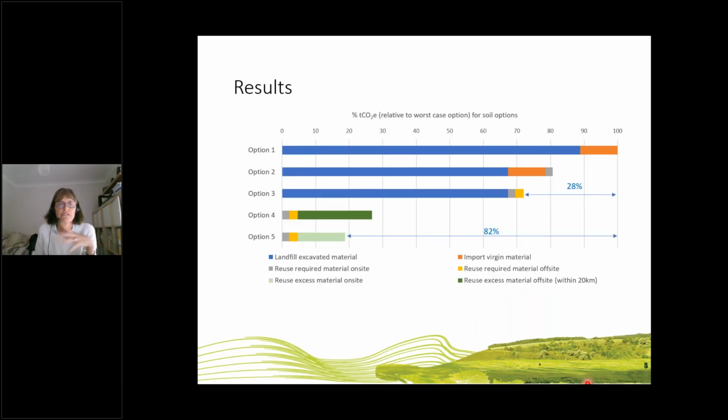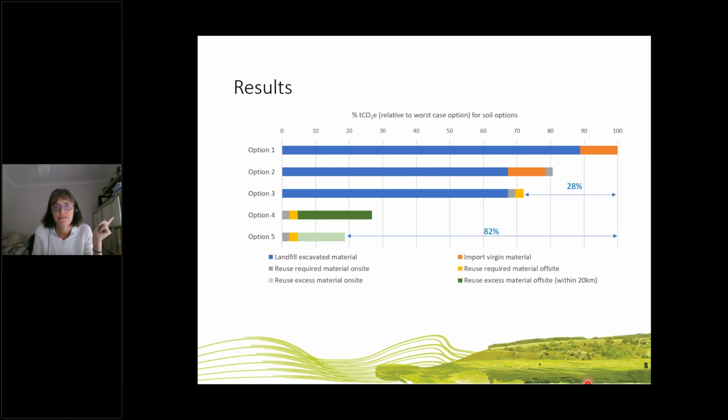So if I show the results, this is option 1, our worst case, 100% scenario. What kind of savings can we make? And as I said, option 3 is the one that's what the client's trying to do at the moment, and they're doing really well. They're saving 28% of carbon by doing that. I think what we wanted to focus on was, yes, but you could do even more if you thought about reusing more material. You can see that these big blue bands here, this is the landfill excavated material.